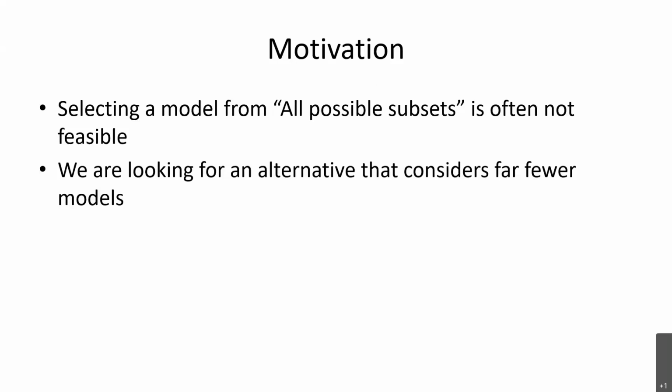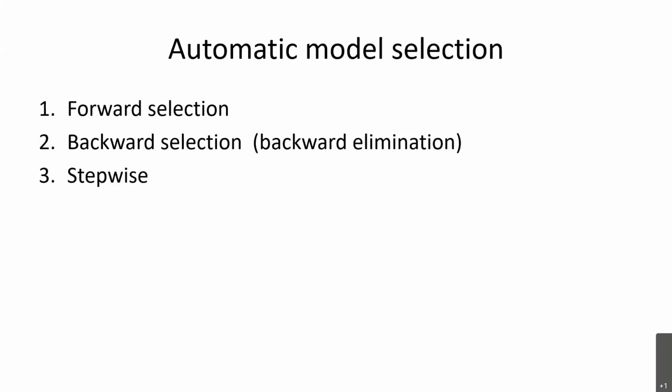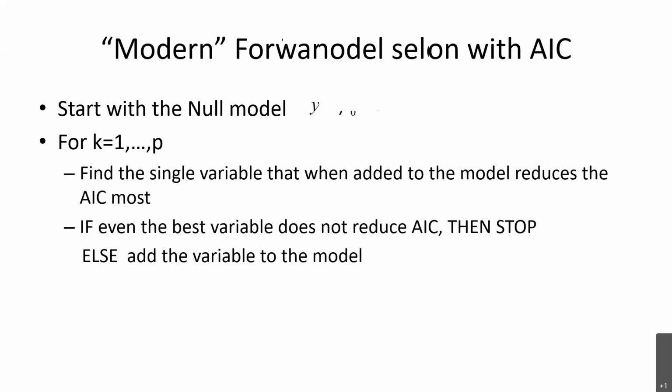We have looked at all possible subsets, which is the optimal approach, but even with 50 variables, that will not be feasible typically. So instead, we're looking for an alternative way to search through potential models that considers far fewer of them. And we look at three sequential approaches: forward selection, backward selection, which is also called backward elimination, and a hybrid method between the two. Okay. We'll start with forward selection in this segment.